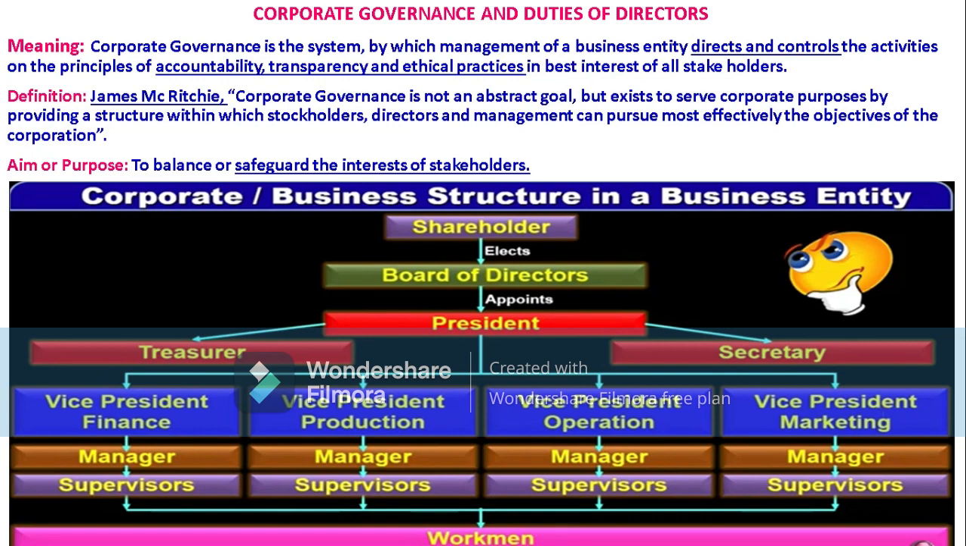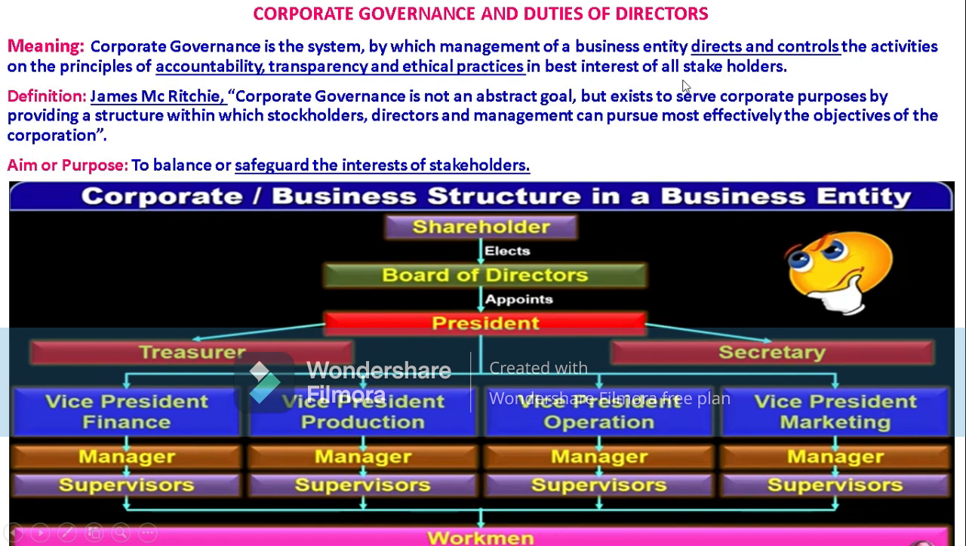Control the activities on the principles of accountability, which means responsibility, transparency, how transparent the company is, and ethical practices, to what extent the organization is giving importance to ethical values and moral values in its organizational activities, okay? Finally, in the best interest of all stakeholders, okay?